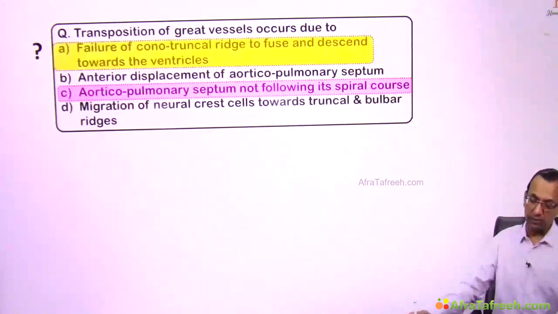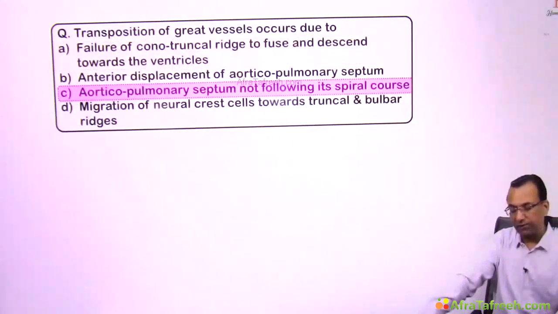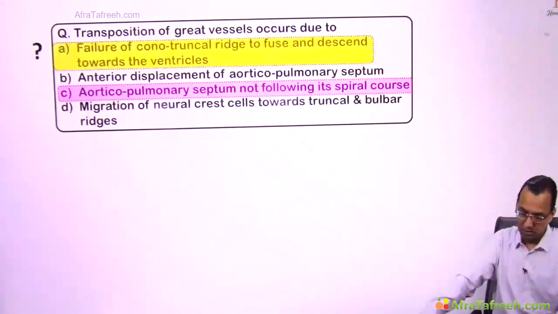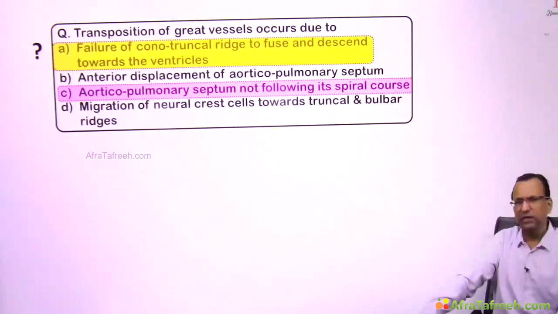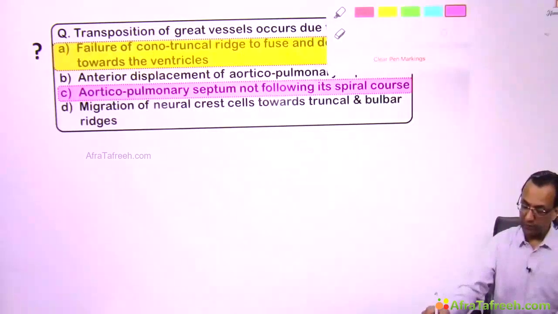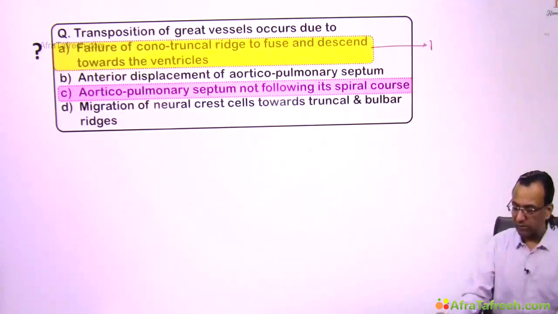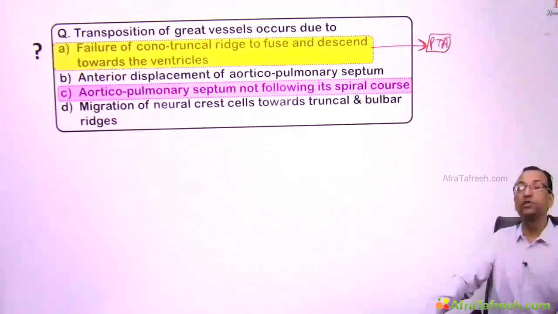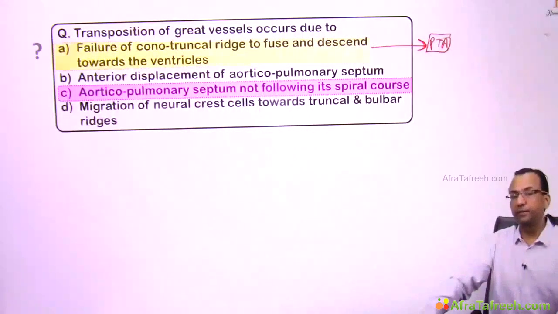Can you tell me what this one is? Failure of the conotruncal ridge, which is the truncobulbar ridge, to fuse and descend towards the ventricle. Oh, this you told. It will descend towards the bulbus cordis, towards the ventricle. Yes, what if it does not do that? If it does not do that, I think there will be persistent truncus arteriosus. Yes, it is persistent truncus arteriosus. This will result in persistent truncus arteriosus because the truncus arteriosus is not divided properly, because there is a failure of the conotruncal ridge to fuse and form the AP septum. No AP septum, persistent truncus arteriosus.